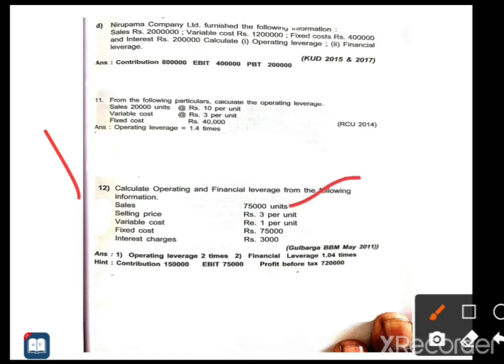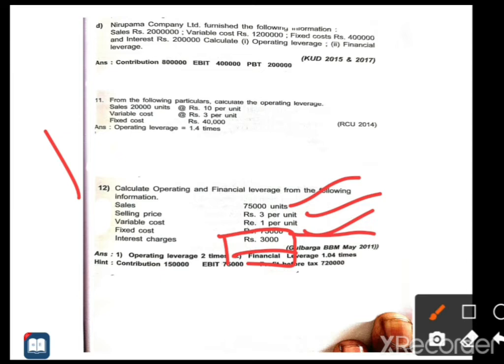They are given sales, number of units sold, selling price per unit, and variable cost per unit. They are given the fixed cost and the interest charge. Interest is already calculated and given. So it's very simple. By doing the working note, we will get the required information to simplify the formula.